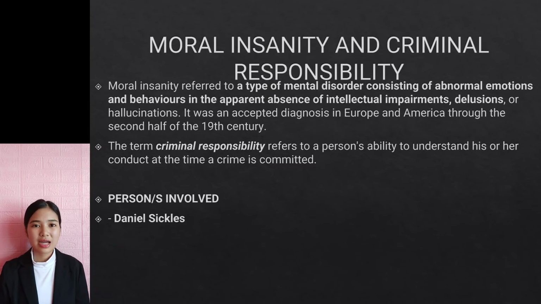Next is moral insanity and criminal responsibility. When we say moral insanity, it referred to a type of mental disorder consisting of abnormal emotions and behaviors in the apparent absence of intellectual impairments, delusions, or hallucinations. It was an accepted diagnosis in Europe and America through the second half of the 19th century. The term criminal responsibility refers to a person's ability to understand his or her conduct at the time a crime is committed. So the person involved is Daniel M'Naghten.